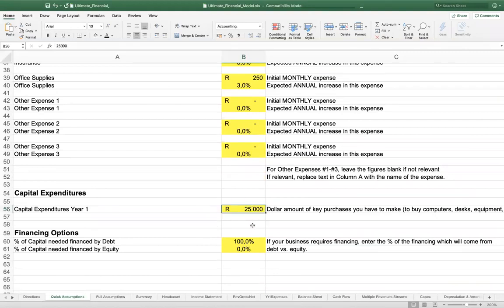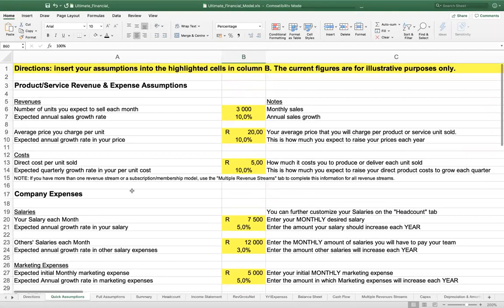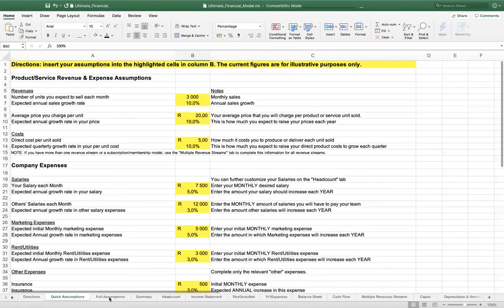So what is the amount that we plan to input into the business and outlay into actual capital goods, and also the percentage of capital needs financed by debt, or whether those will be financed by equity. So in this case, our capital needs will be financed purely by debt. Looking at that, once you've populated those yellow cells, it will quickly translate into the summary.